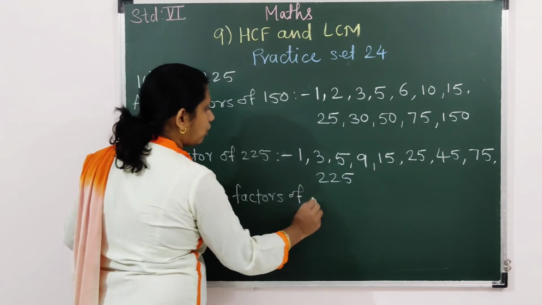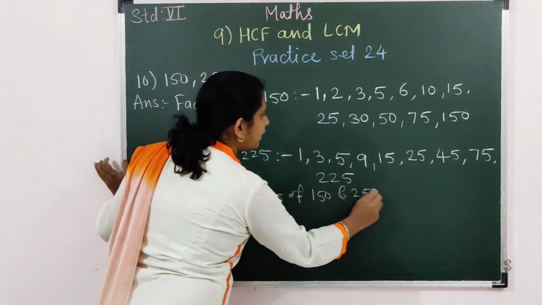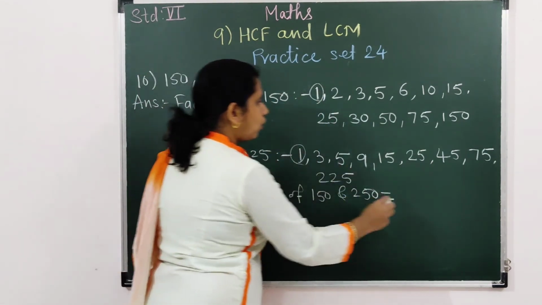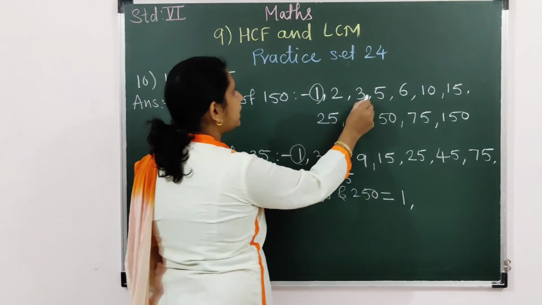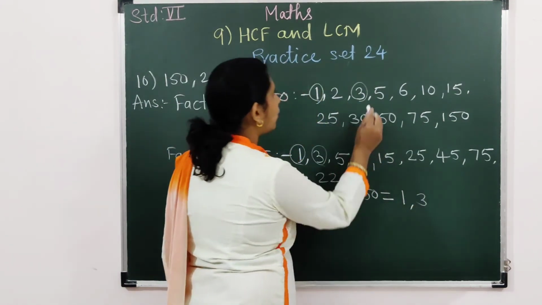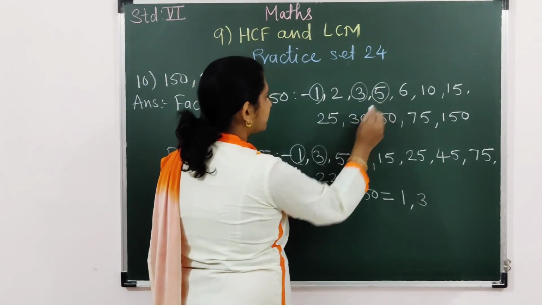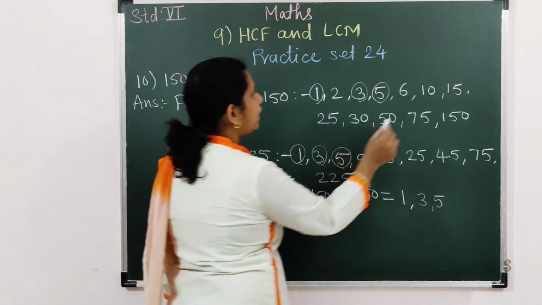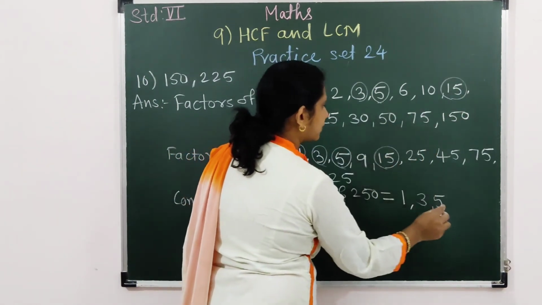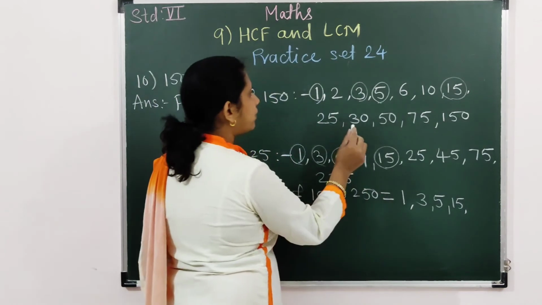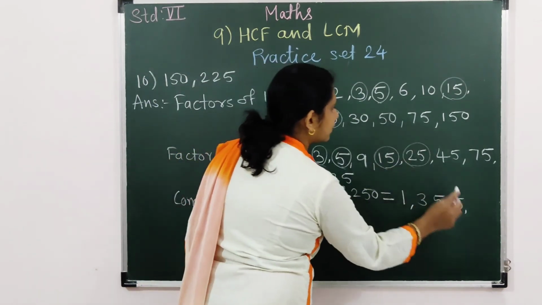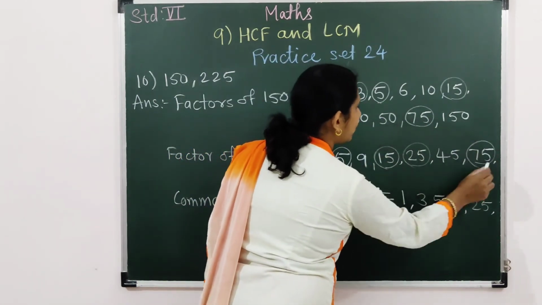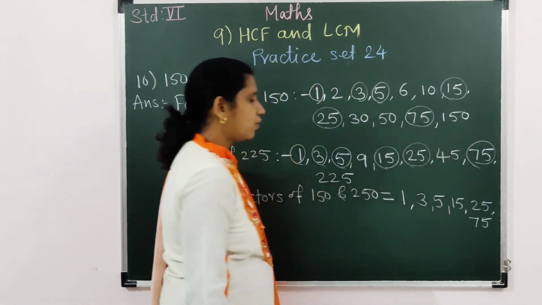Common factors of 150 and 225 are, circle the common numbers, 1, next common is 3, next 5 is common, next common number is 15, next common number is 25, and the next common number is 75. I'll write it down.